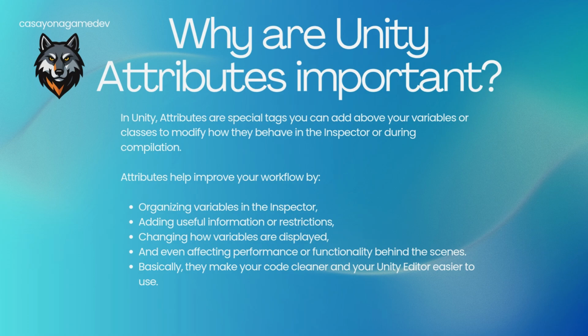In Unity, attributes are special tags you can add above your variables or classes to modify how they behave in the inspector or during compilation. They help with organizing variables in the inspector, adding useful information or restrictions, changing how variables are displayed, and even affecting performance or functionality behind the scenes. Basically, they make your code cleaner and your Unity editor easier to use. So, let's get started.